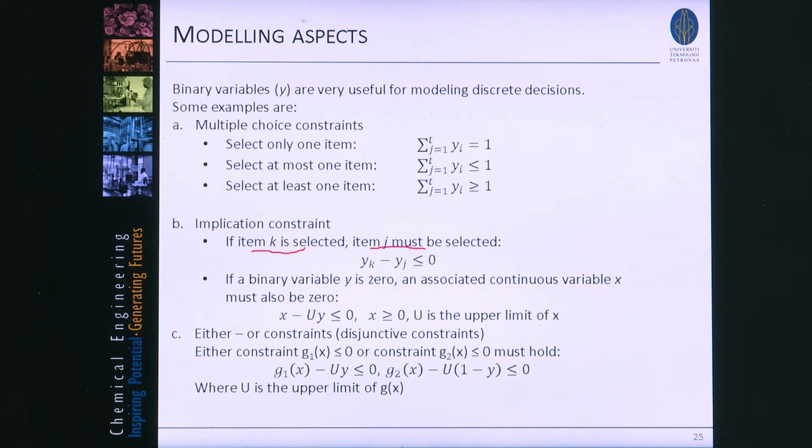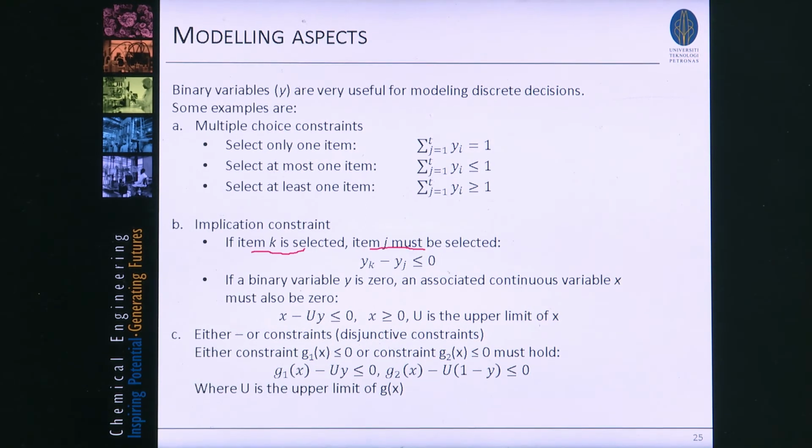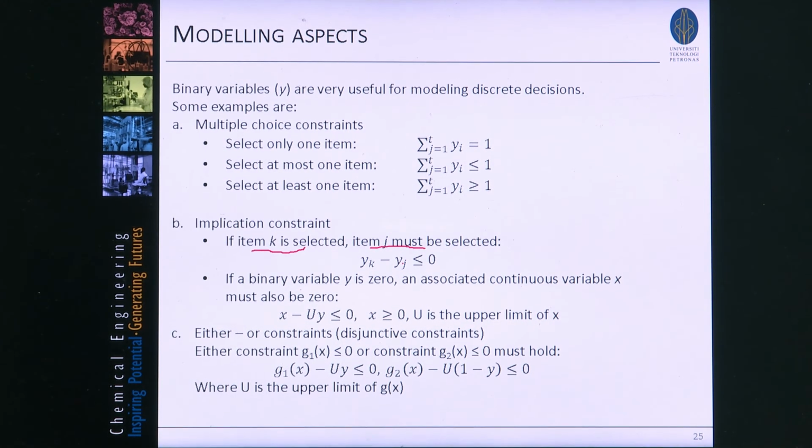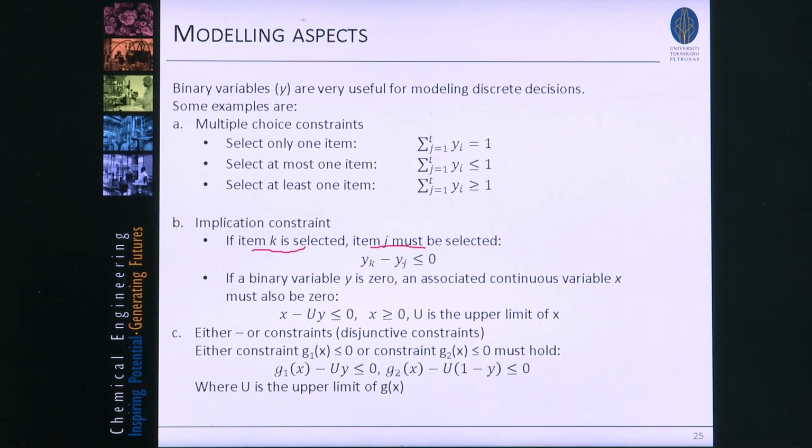So we do it this way. If yk equals 0, that means item k is selected, and this yj has to be 1. If yk equals 1, because k is selected, that means yj has to be equal to 1 to fulfill this constraint to become 0 or less than or equal to 0. If it's 0, that means it can be 1 or 0. Either one is fine.